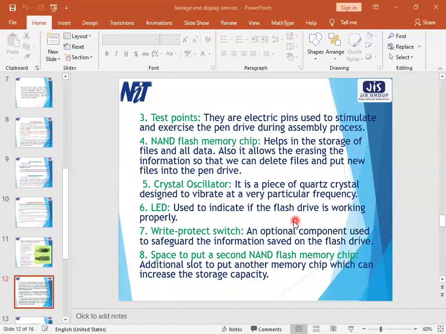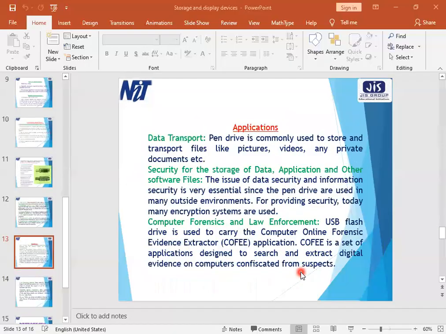We know that a green or sometimes a red color light is always blinking when the pen drive is working. A write protect switch, an operational component used to safeguard the information saved on the flash drive. Space to put a second NAND flash memory chip. This is also given there. An additional slot to put another memory chip if we require, which can increase the storage capacity.